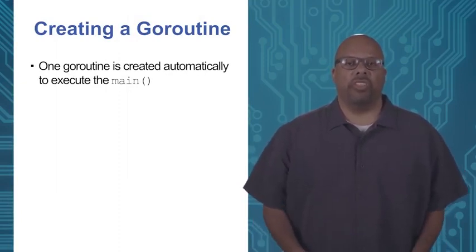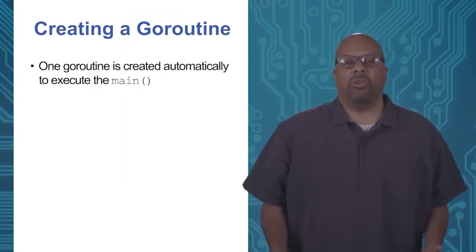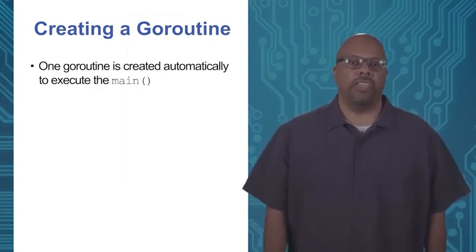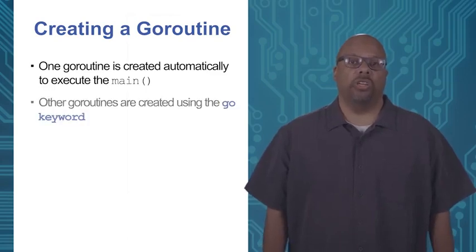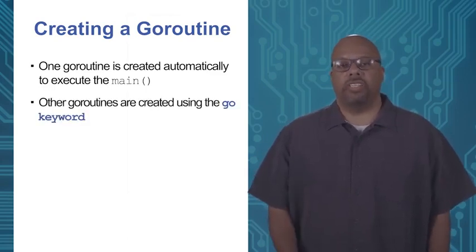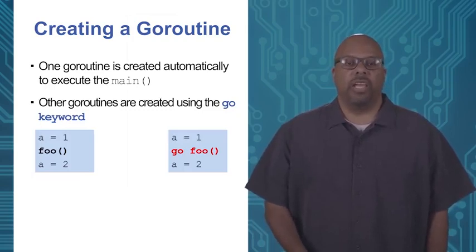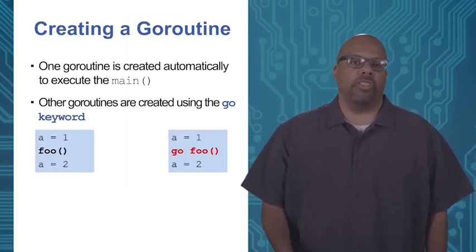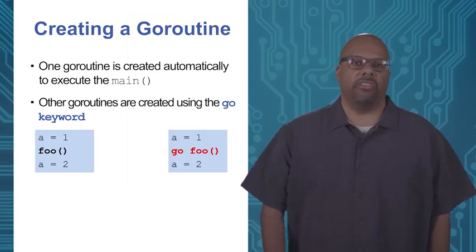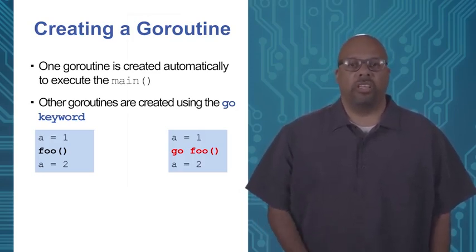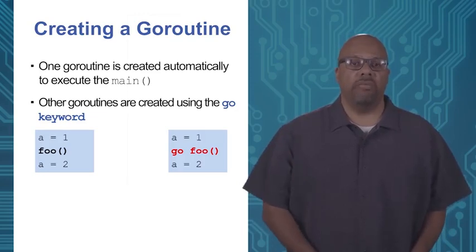Even if you don't do anything special, when you run main, it will create a Go routine and execute the main inside that Go routine. Other Go routines are created using the go keyword. As an example, down here on the left, we have just the one Go routine, main. This is some segment of main: a equals 1, you call foo, a equals 2. That's one Go routine, the main Go routine, executing all three of those instructions.